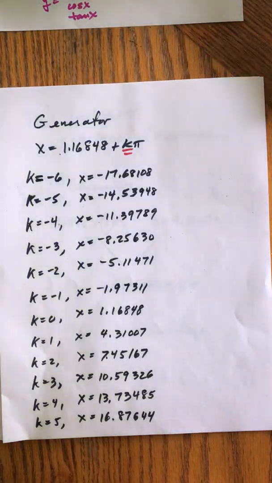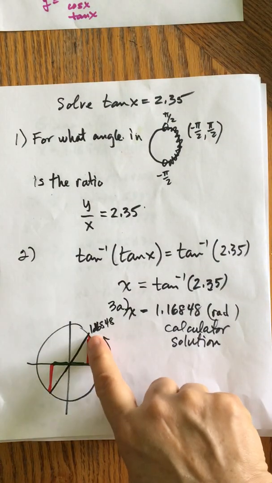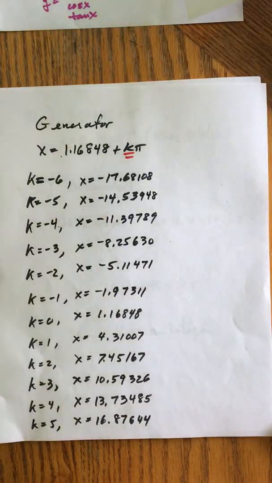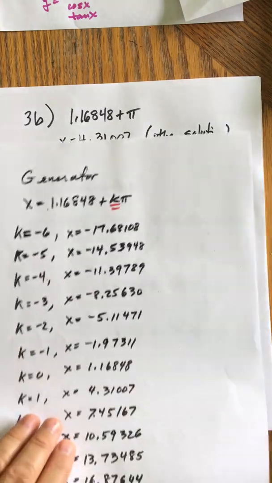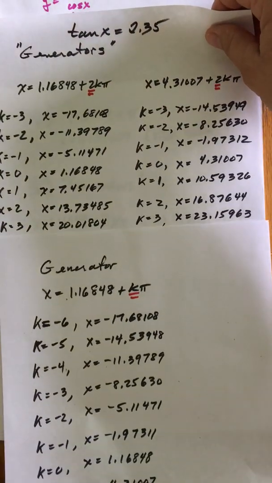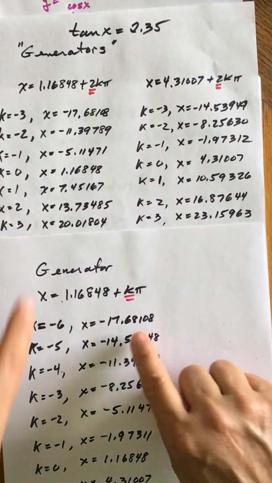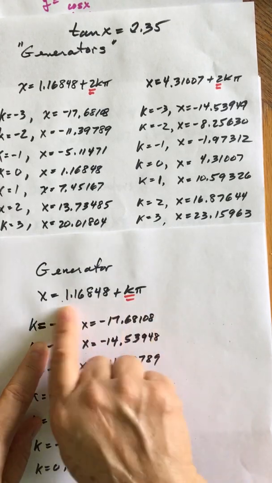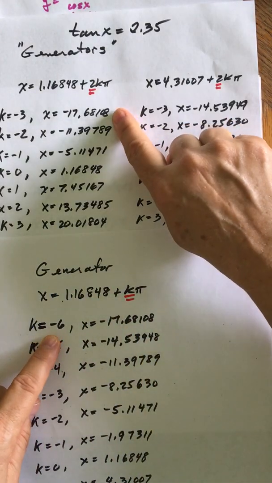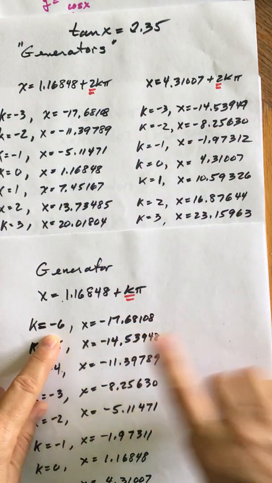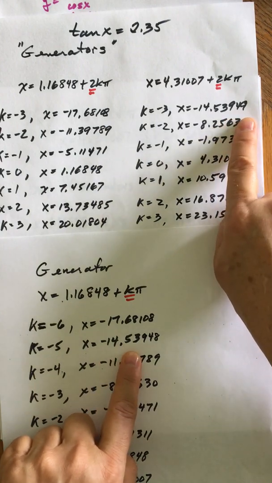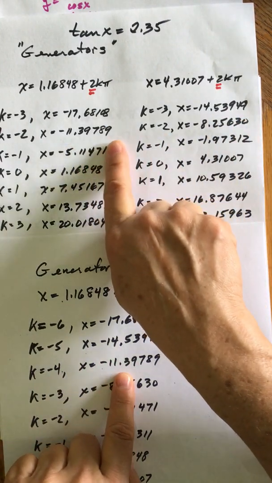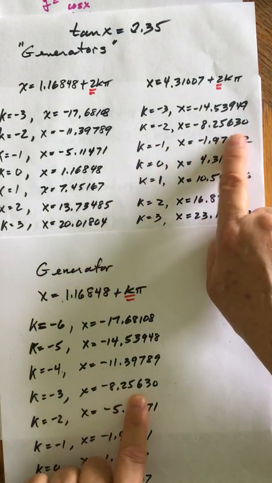When you look at the picture, the distance between them is pi. Then what I could do is have one generator, and watch what happens. Let's see if I can, where are the other generators? Here we go. So I don't know how much I can fit in here, but here's what you're seeing. When I use the one combo generator, here at k equal -6, I'm at -17.68108. Then at -5, I'm going to be at -14.539. When I'm at -4, I'm at -11.3979. When I'm at -3, I'm at this one, -8.25630.